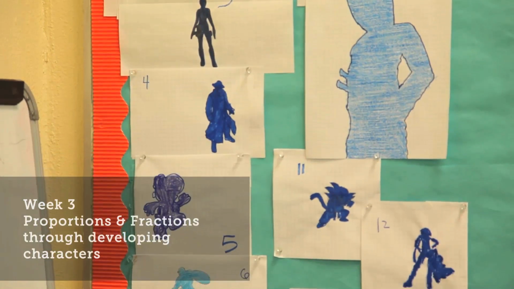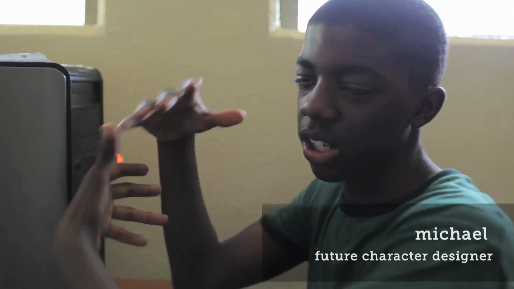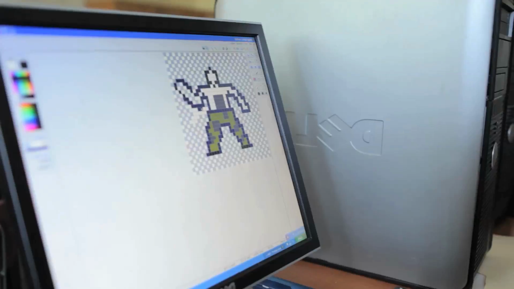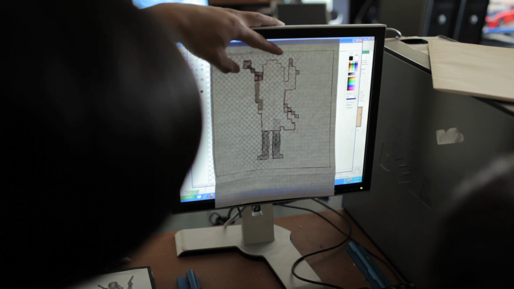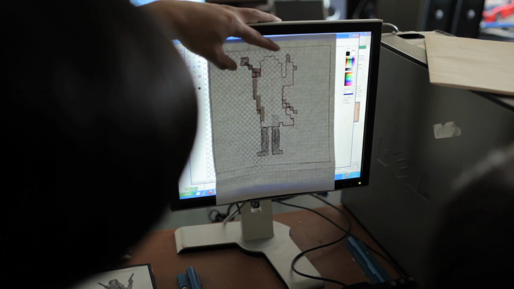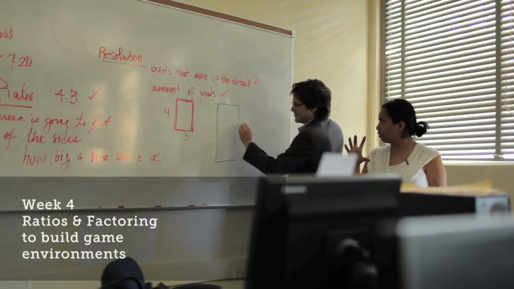First I'm gonna create just one character, and then I'm gonna take that same character and change his whole color and outfit. Nerd, bat, bomb, fire, kunai, shuriken, superhero, ninja. Every little thing you have to do in the game is pretty much math related, because even trying to draw the character, you have to draw the scale so that it'll fit in the actual game. Did we talk about how something could be a larger resolution but the same, what? There we go. Look at that.